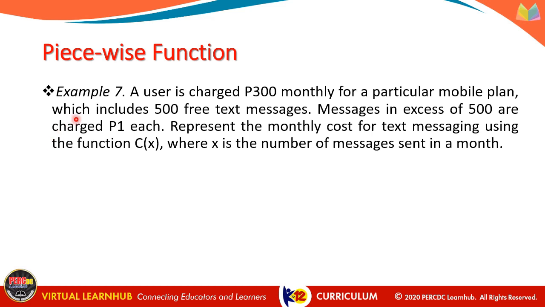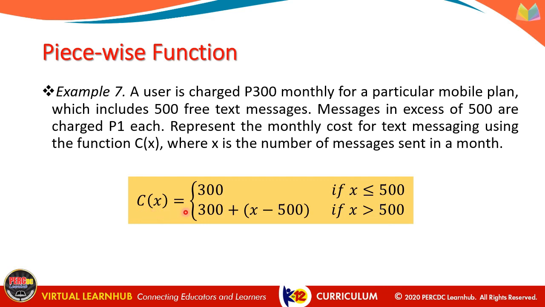Example number 7. A user is charged 300 pesos monthly for a particular mobile plan, which includes 500 free text messages. Messages in excess of 500 are charged 1 peso each. Represent the monthly cost for text messaging using the function c of x, where x is the number of messages sent in a month. That would be c of x is equal to 300 if x is less than or equal to 500. C of x is equal to 300 plus x minus 500 if x is greater than 500. Okay?